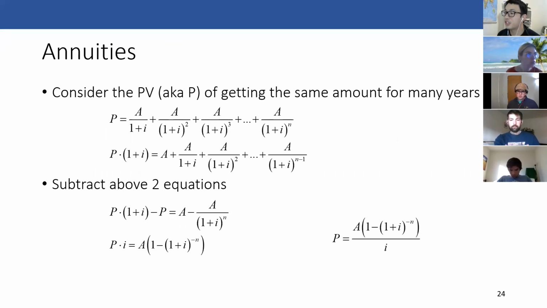So I'm going to show this one last slide before we take a quick break. This is a slide that's showing essentially a shortcut for a lot of typical types of problems that we see in engineering economics. So there's a little shortcut to do with annuities.